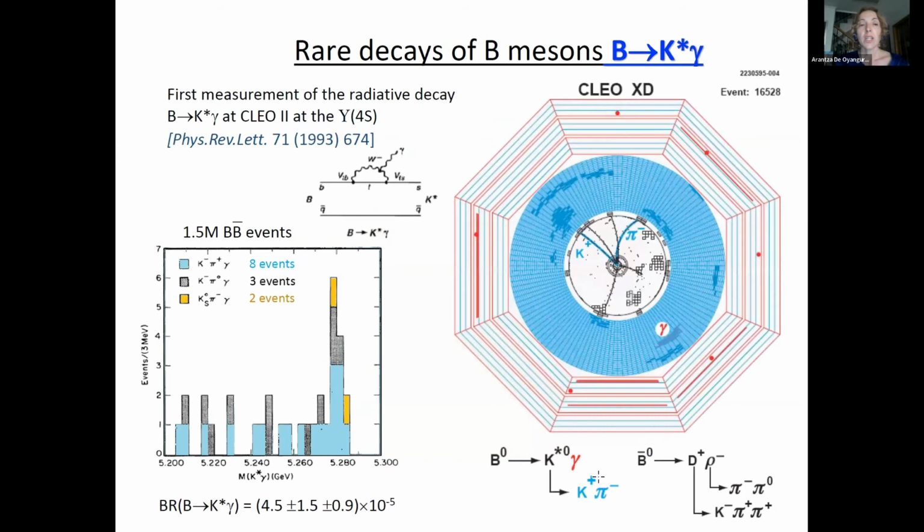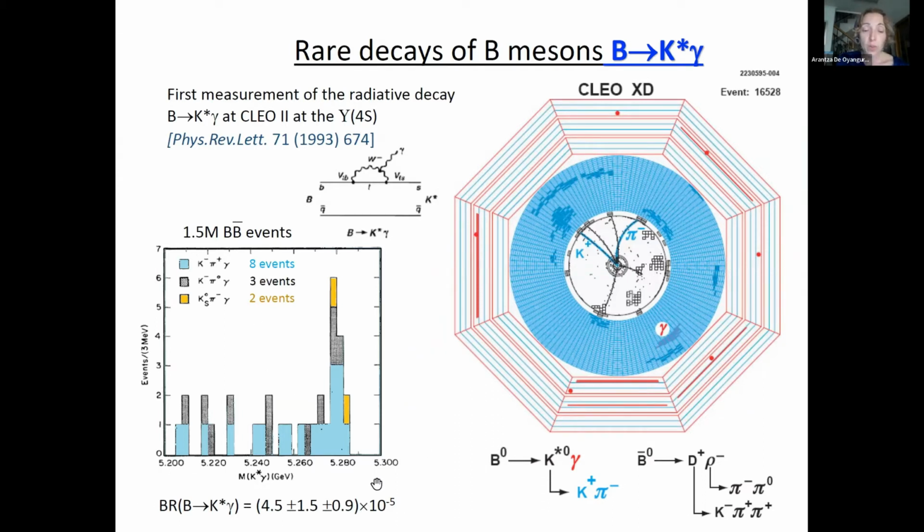Okay. So about the rare decays, the first measurement of a radiative decay was by CLEO at the Upsilon(4S). The B to K* gamma is the radiative decay, and the branching ratio is of the order of 10 to the minus 5, as I explained yesterday. And here you can see how the event was reconstructed. You can see how few events they have in different channels. Just using 1.5 million BB events, we got about tens of events.